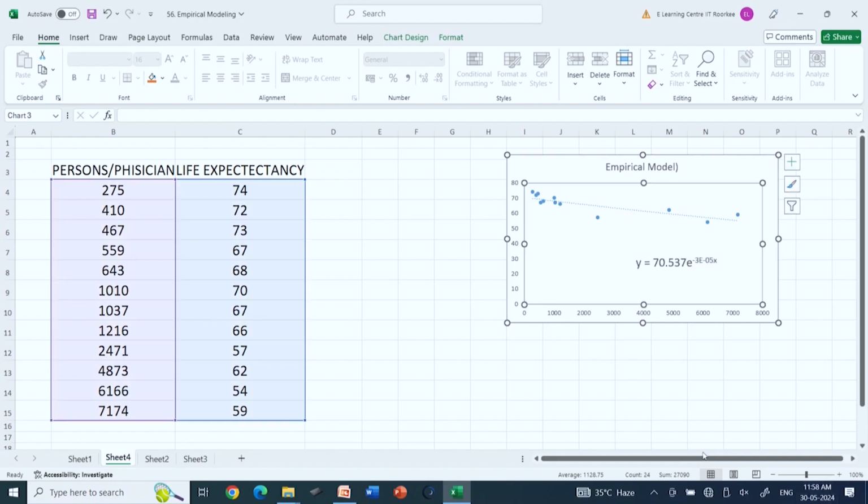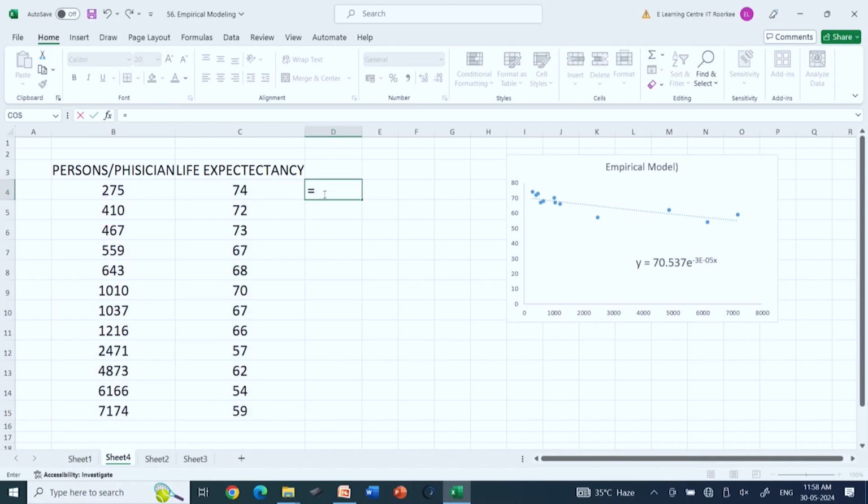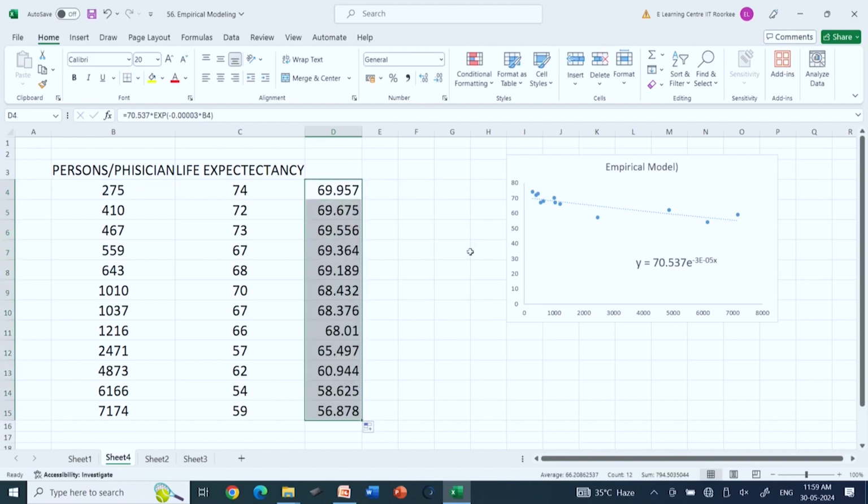So, if I want to plot this, this is equal to 70.537 multiplied by EXP of minus 0.12343 multiplied by X. Then I calculate the residuals.